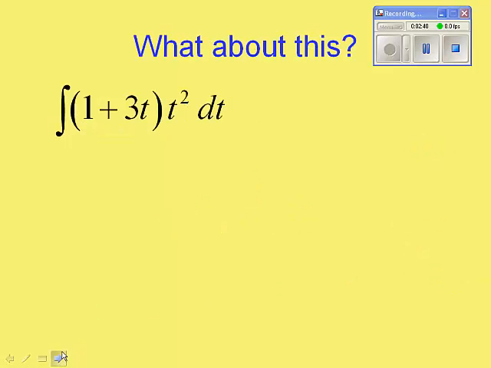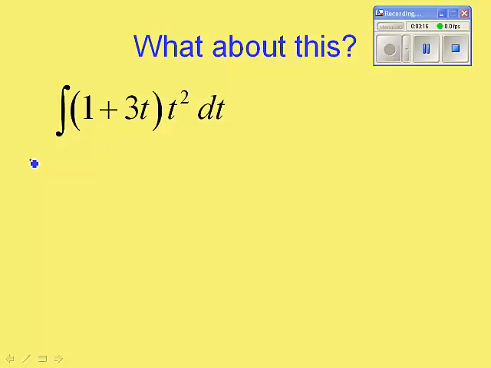What about this one? First of all, how do I even read that? It says the integral of 1 plus 3t, and then what? I guess times t squared, because that's what it means when things are next to each other, right? And then how do I read this? With respect to t. Okay? The integral of 1 plus 3t times t squared with respect to t.